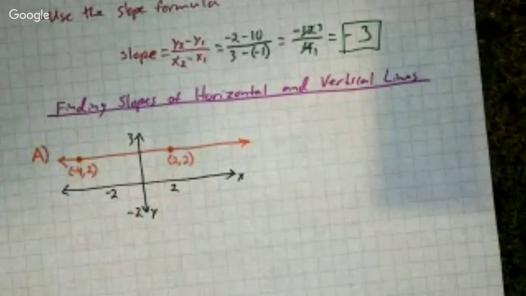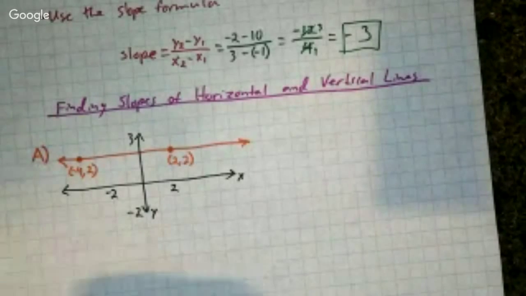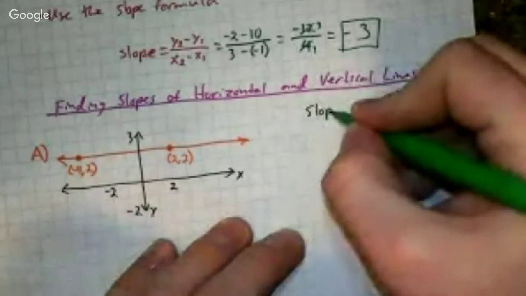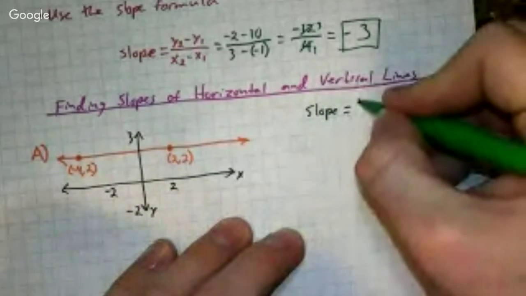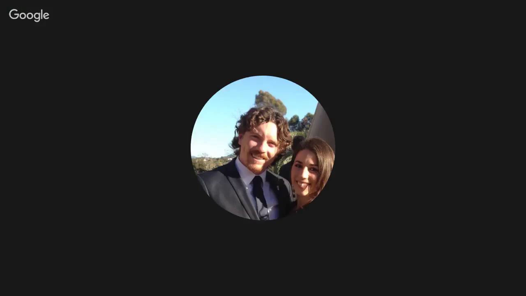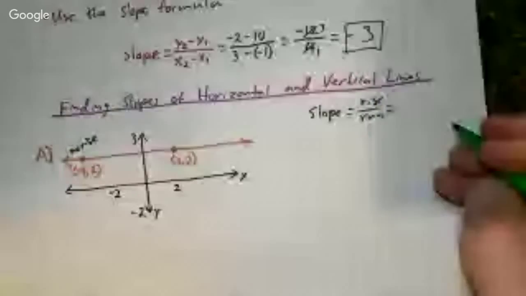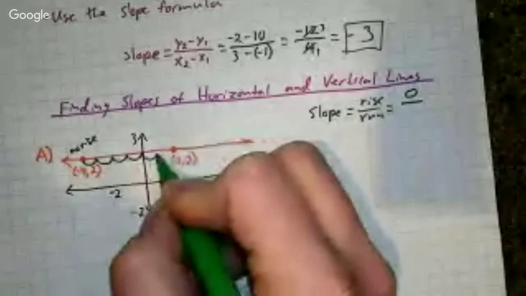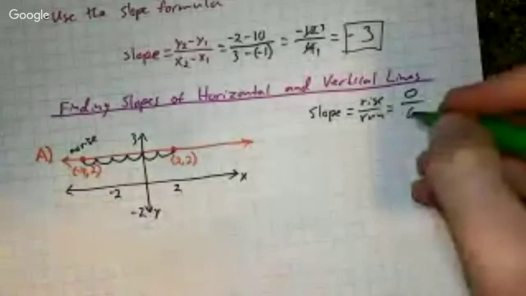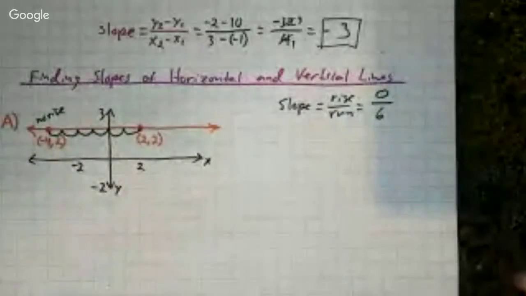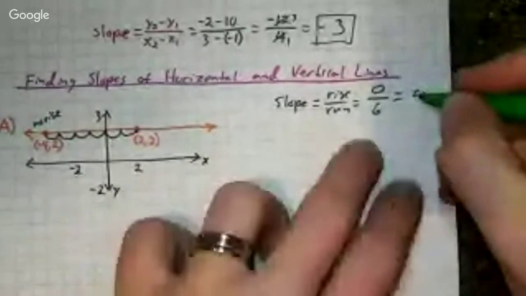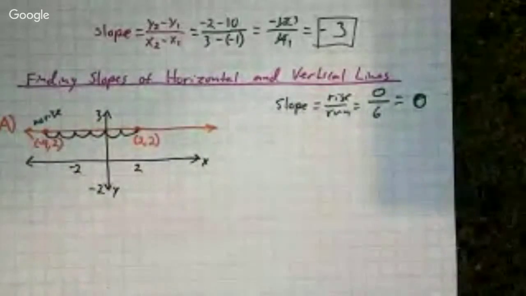So first of all, there are 2 ways that we can go ahead and solve this. The first way is to do our slope equals rise over run. To get from there to there, there is no rise. So our rise is going to be 0 over our run, which is 1, 2, 3, 4, 5, 6. 0 divided by 6 is going to give us 0. So there is no slope. The slope is 0.